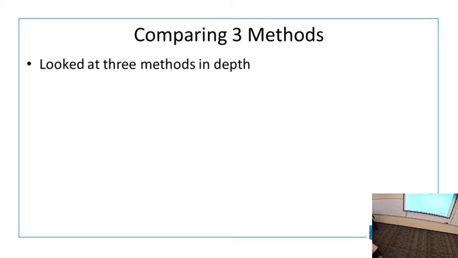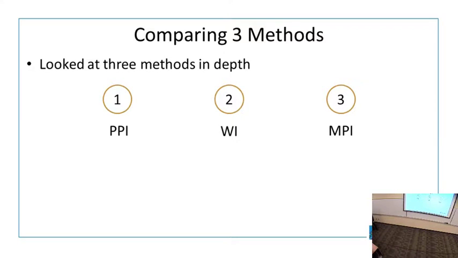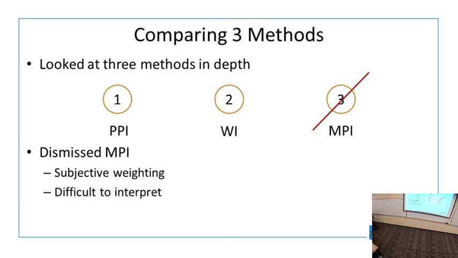So from that perspective, we looked at 3 commonly used methods: the Progress Out of Poverty Index, the Wealth Index, and the Multidimensional Poverty Index. And in that initial look, we dismissed the MPI because we said it has subjective weighting, and it can be kind of difficult to interpret when you're thinking about making program decisions from that.